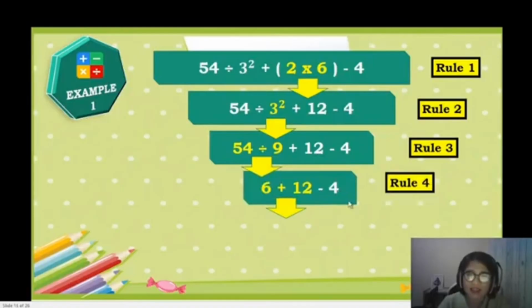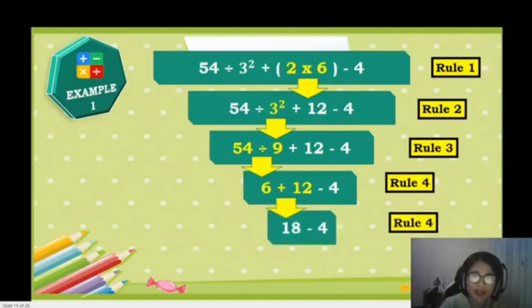And the last to perform is addition and subtraction. But remember the rule, it should be from left to right. So on your left is addition. So you perform that first. 6 plus 12 is equal to 18. Then bring down 4. And we have now 18 minus 4, which gives us the final answer of 14.